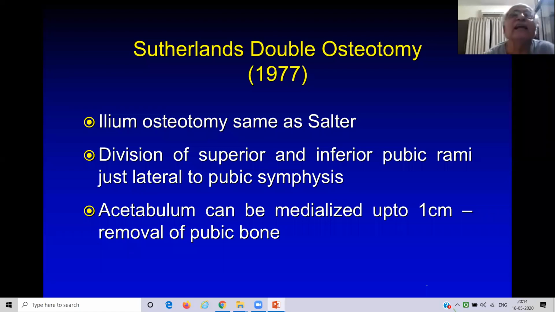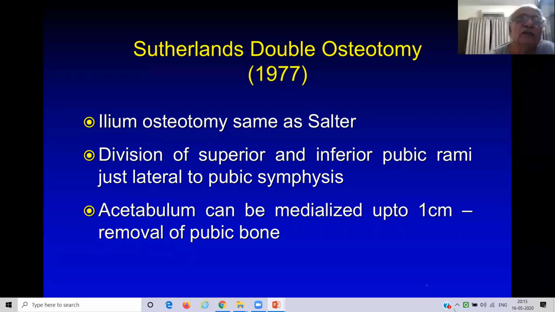So we go to the next osteotomy, the Sutherland double osteotomy. Now we were talking all the time about single osteotomy. Now we are going to go double and triple and something like that. So Sutherland described double osteotomy in 1977. The iliac osteotomy remained the same as Salter, no change. Fixation, everything is the same, approach is the same.